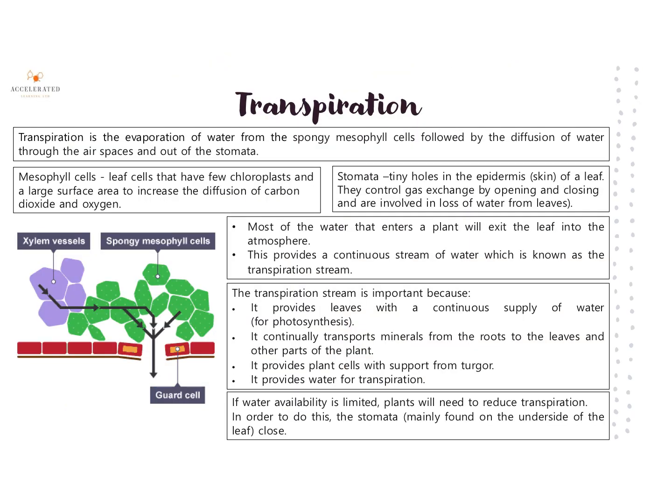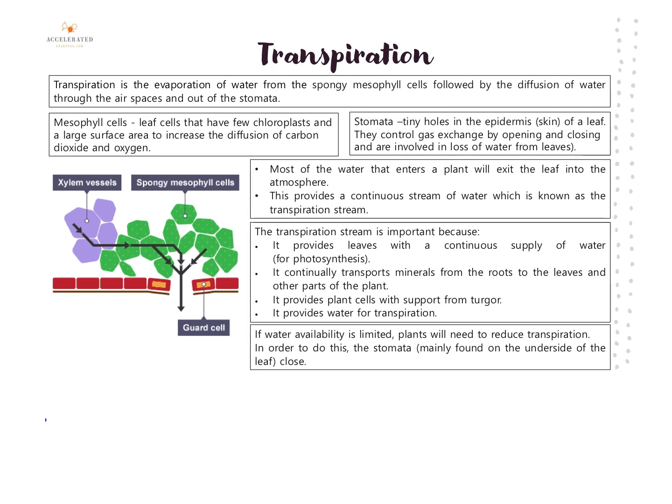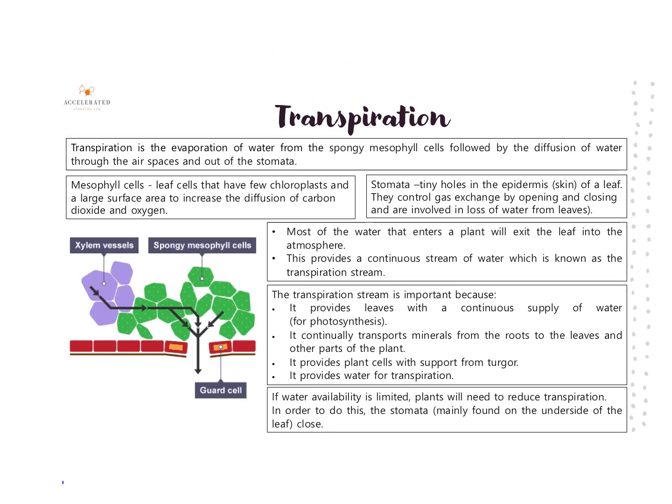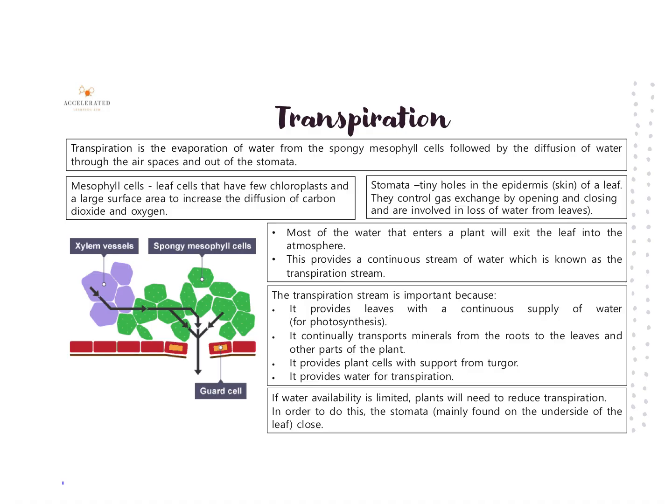Yeah. Good. Brilliant, Jack. Now, this is where it gets a little bit harder, okay? I don't like this part either, okay? We have to look at something called transpiration. Now, transpiration is the evaporation of water from your spongy mesophyll cells, followed by the diffusion of water through the air spaces and out of the stomata. Now, I know that sounds ridiculously hard. To understand this properly, Jack, I need to take you back a wee bit and go through the structure of a leaf from year 11.